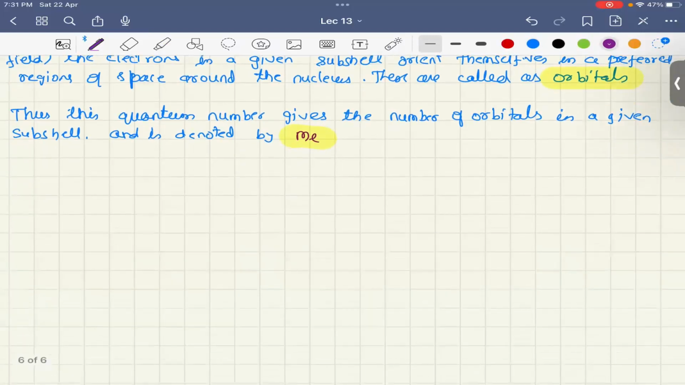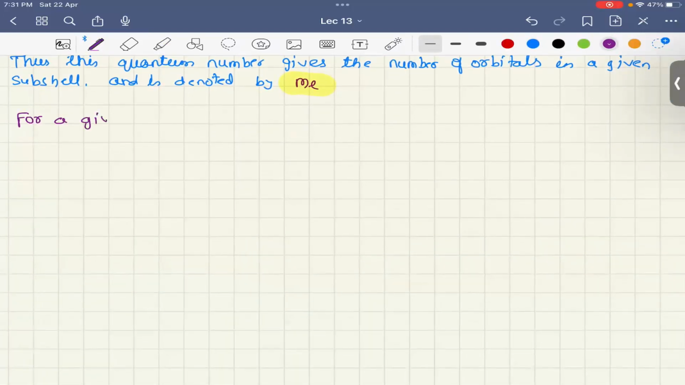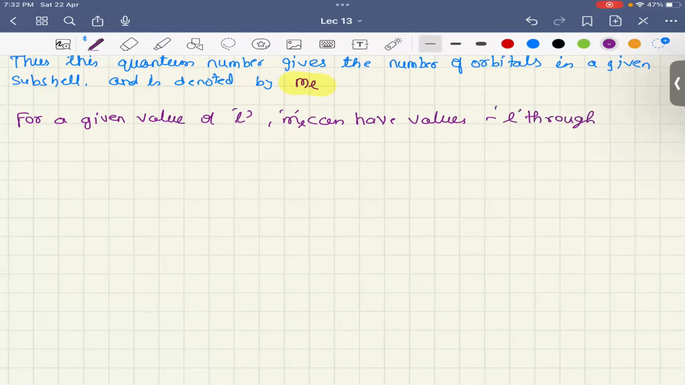For a given value of L, m_l can have values from minus L to plus L, including 0. That is, m_l can have values minus L, 0, plus L.